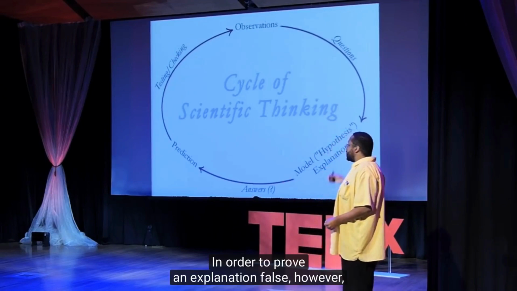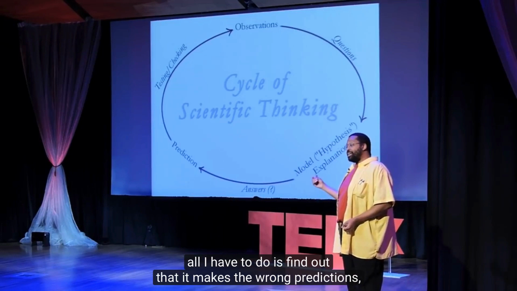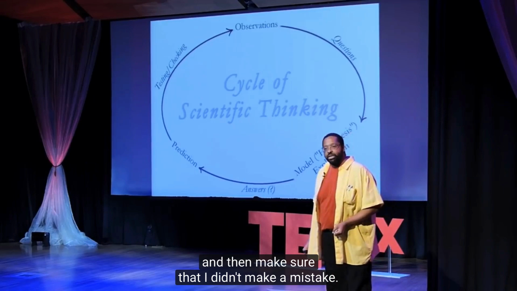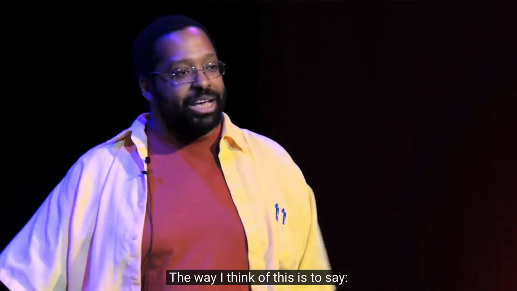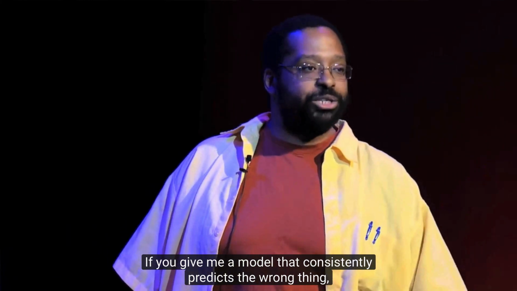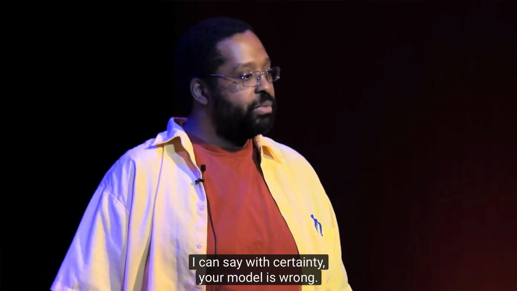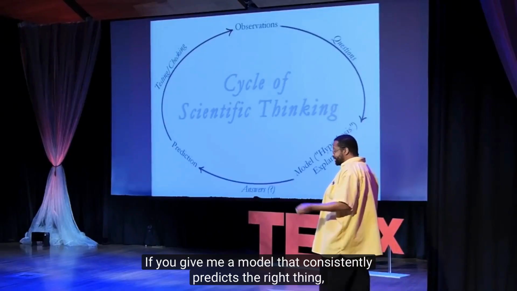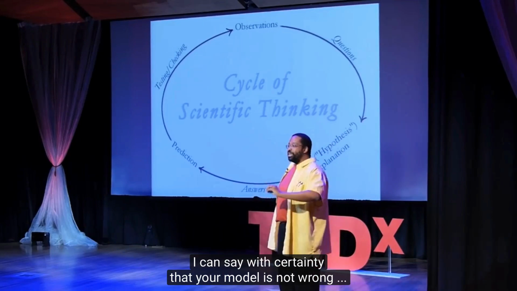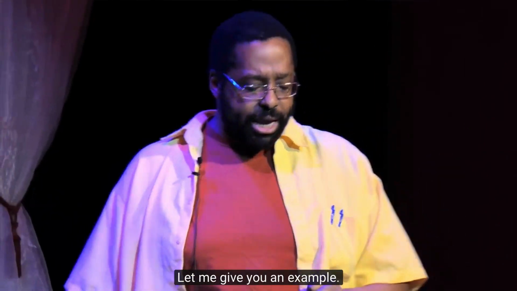In order to prove an explanation false, however, all I have to do is find out that it makes the wrong predictions and then make sure that I didn't make a mistake. The way I think of this is to say, if you give me a model that consistently predicts the wrong thing, I can say with certainty your model is wrong. If you give me a model that consistently predicts the right thing, I can say with certainty that your model is not wrong yet. Let me give you an example.